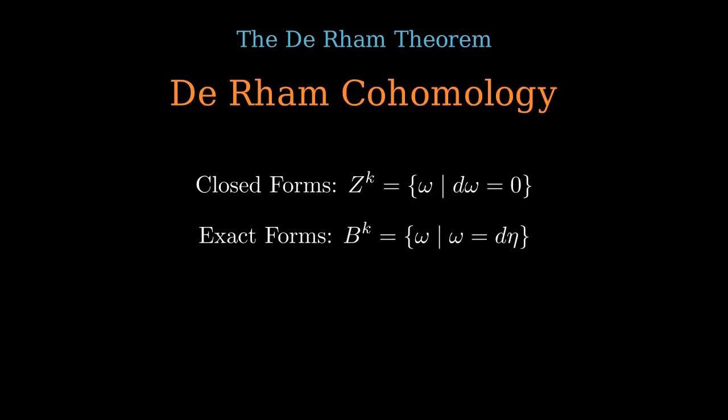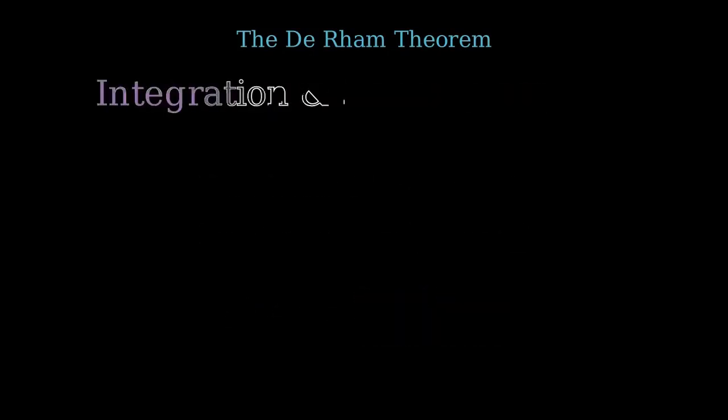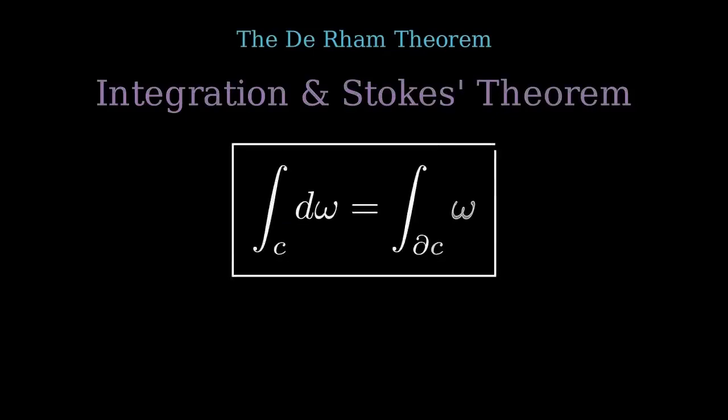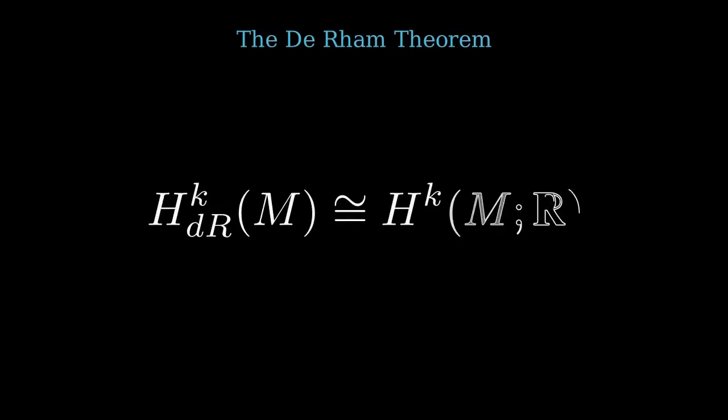A closed form is a form whose exterior derivative is 0, and an exact form is a form that is the exterior derivative of another form. You can define a cohomology group on this manifold by this quotient of closed forms and exact forms. As a side note, you can see the Stokes theorem on a manifold, which also relates the differential with the boundary map that we discussed so far.